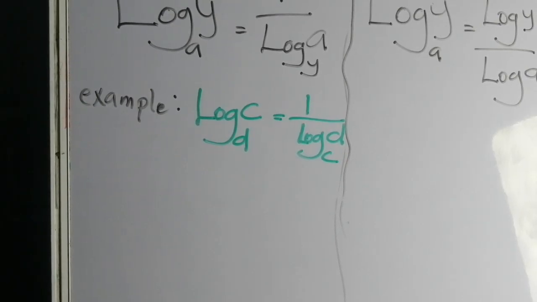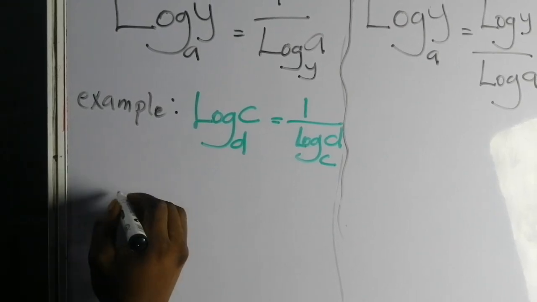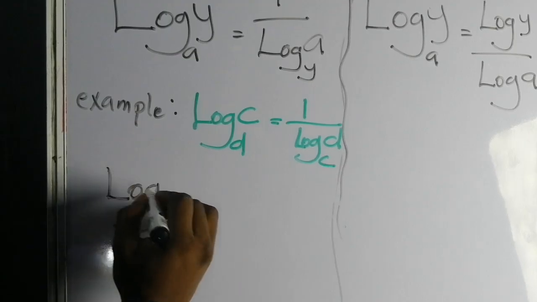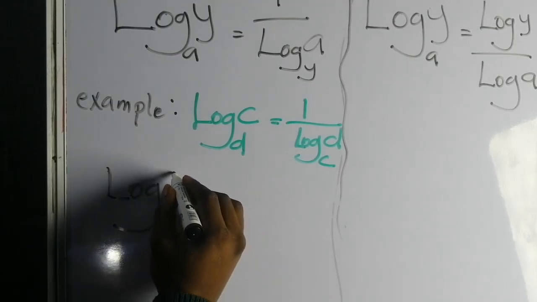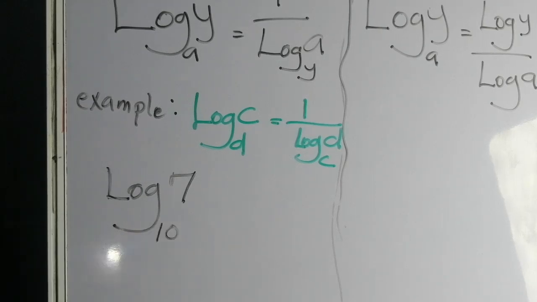So we can have this. At the end of the day, let's say log 7 to base 10. Normally, the general base that we have in logarithm is base 10. That's the general base we have under logarithm.